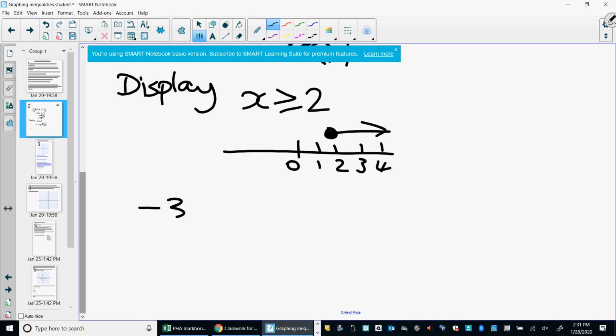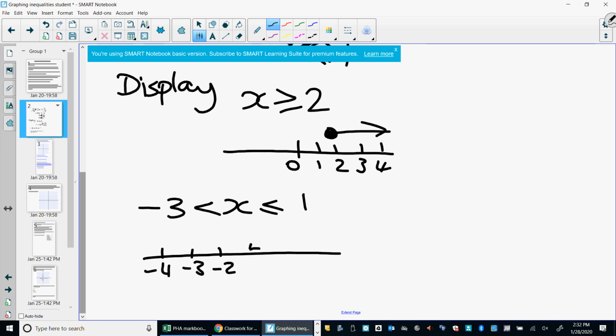If we had -3 is less than x is less than or equal to 1, remember that is telling me I've got a range. So -4, -3, -2, -1, 0, 1. What kind of circle would I have above the -3? Open hole. Above the 1, closed hole, and between them a line.